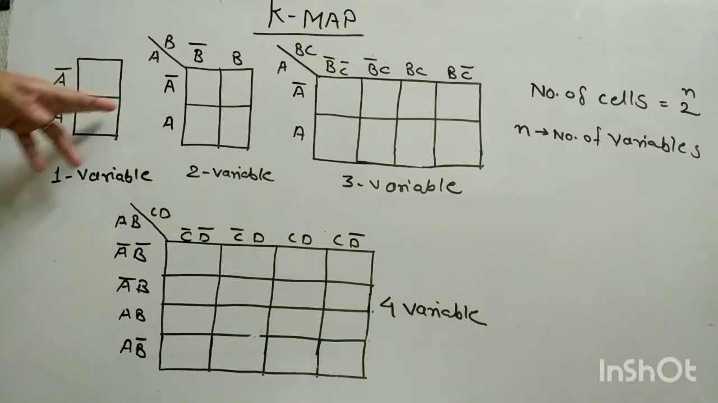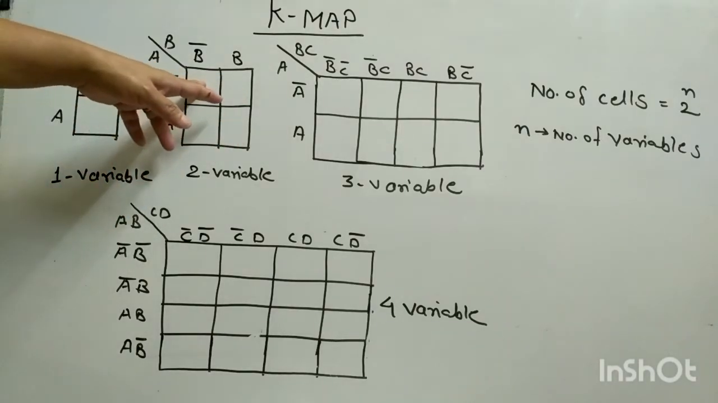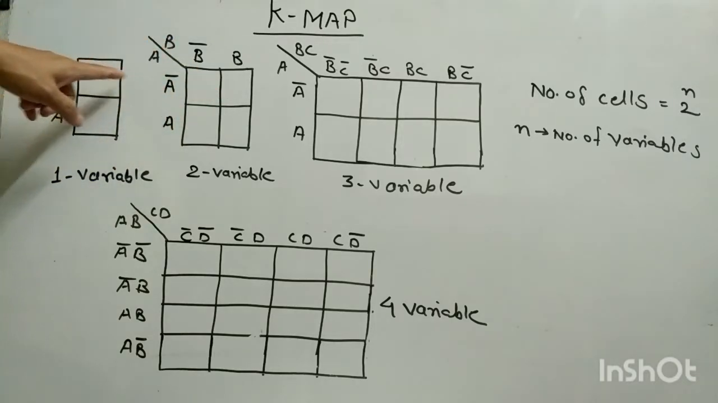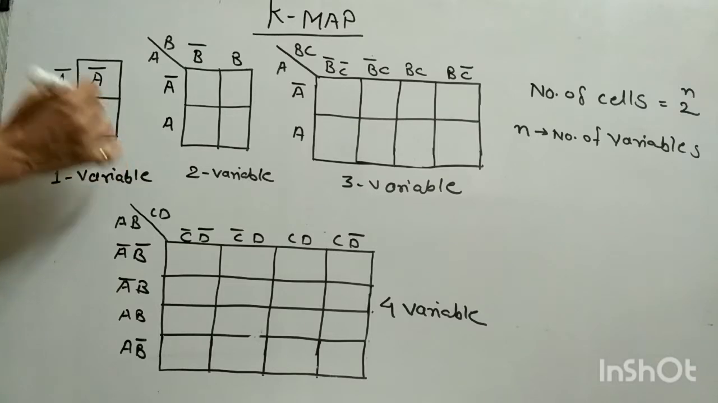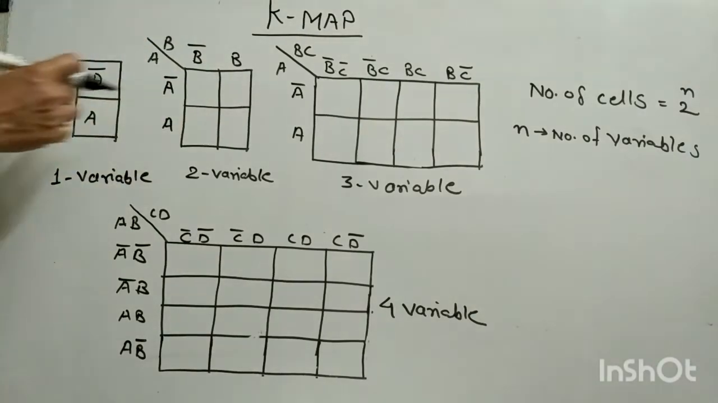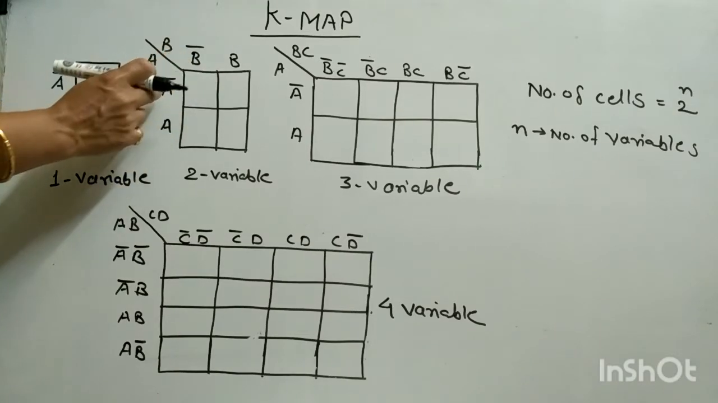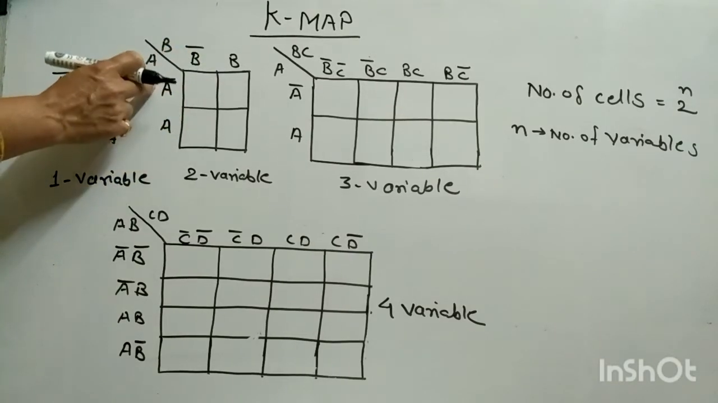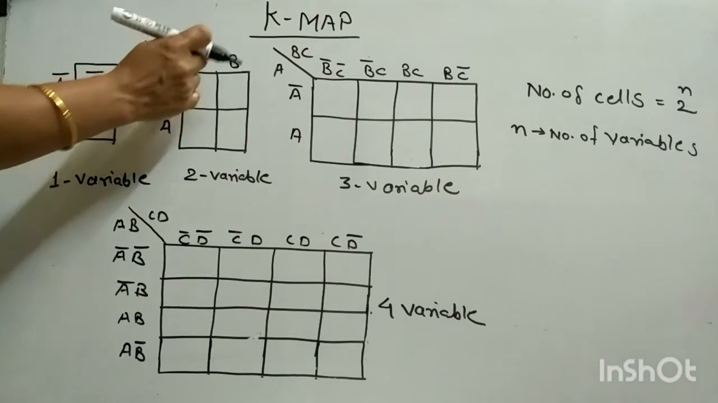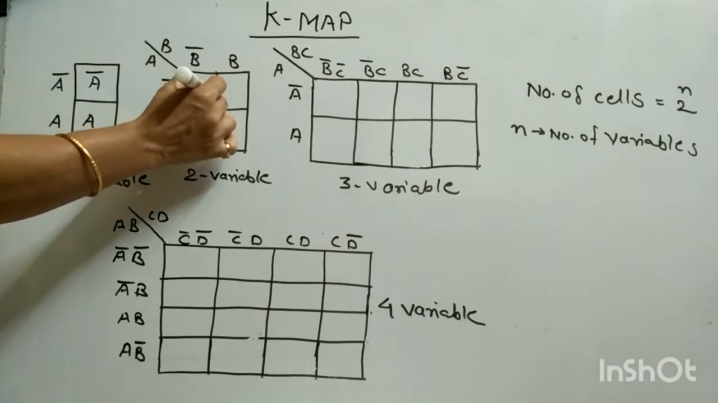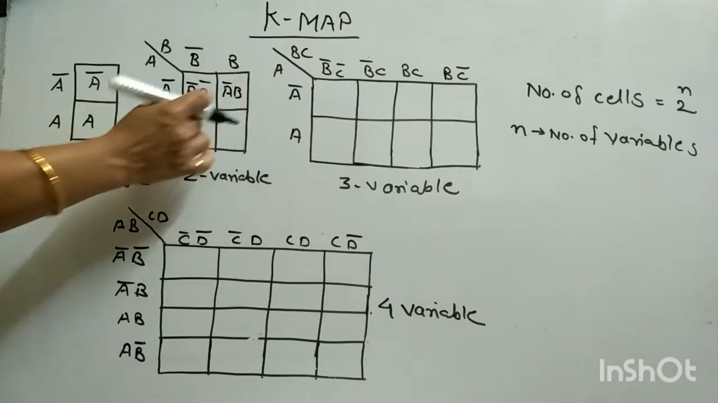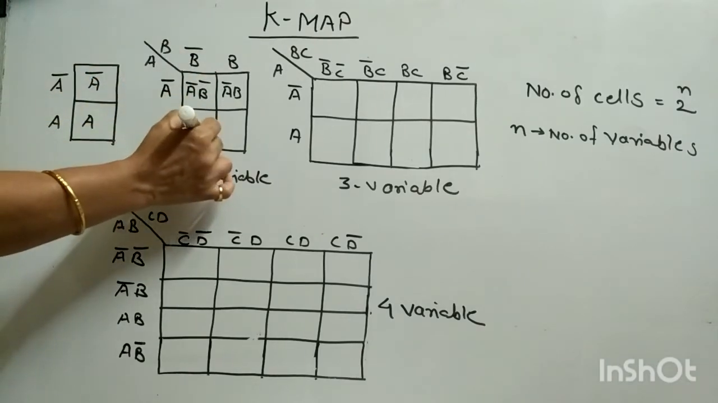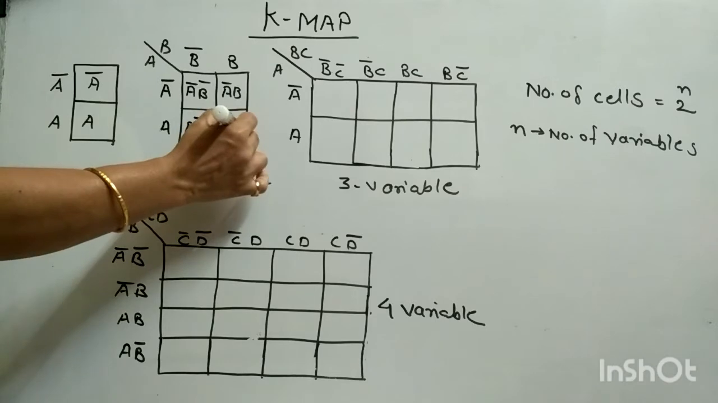Here we are going to write the product terms corresponding to each cell or box. For the one variable K-map, the variable used is A only, so the first cell corresponds to A bar and the second to A. For two variables, the product term corresponding to each cell is the product of the variables in that particular row and column. So for this cell it is A bar B bar, for this A bar B, for this cell A B bar, and for the last it is AB.